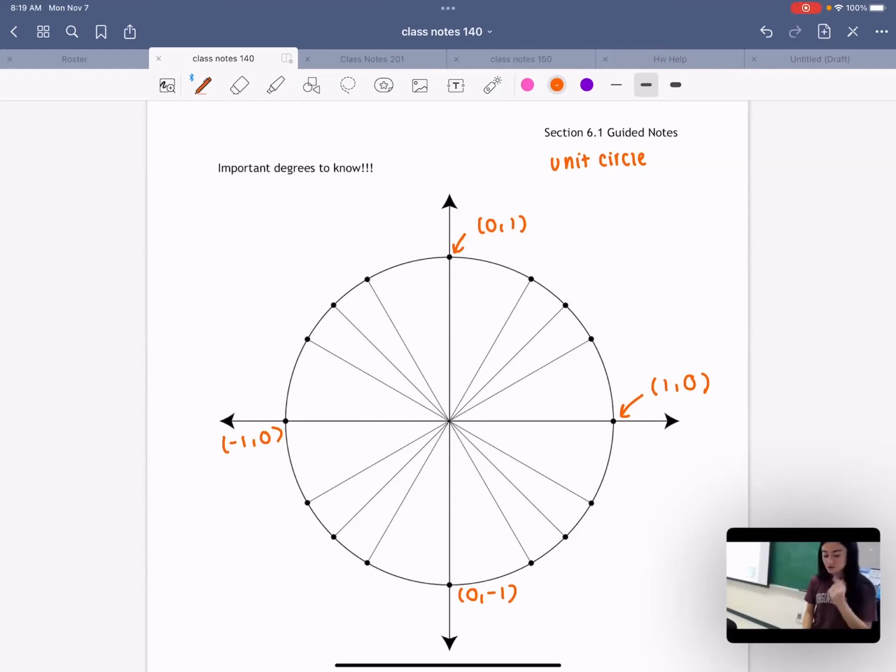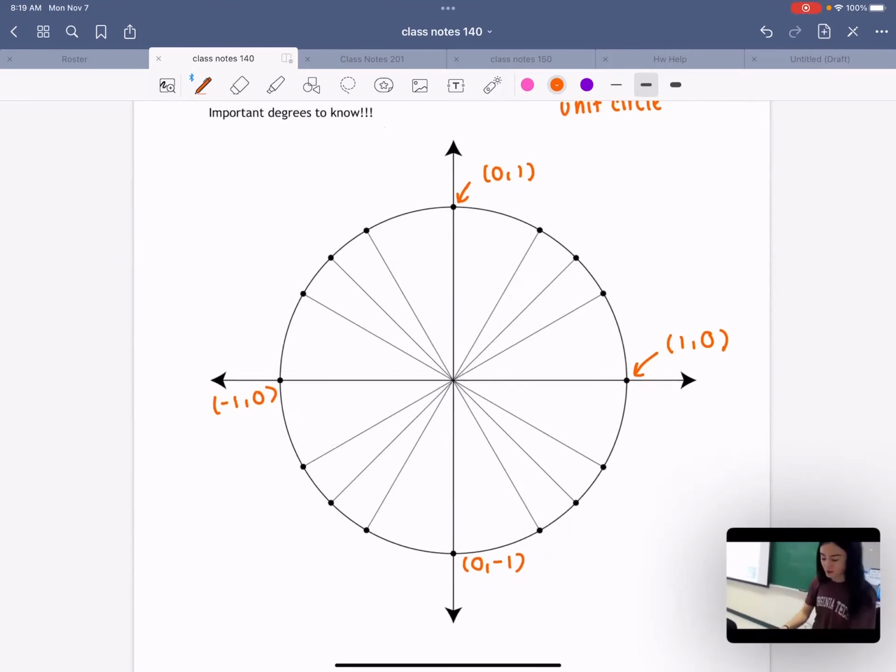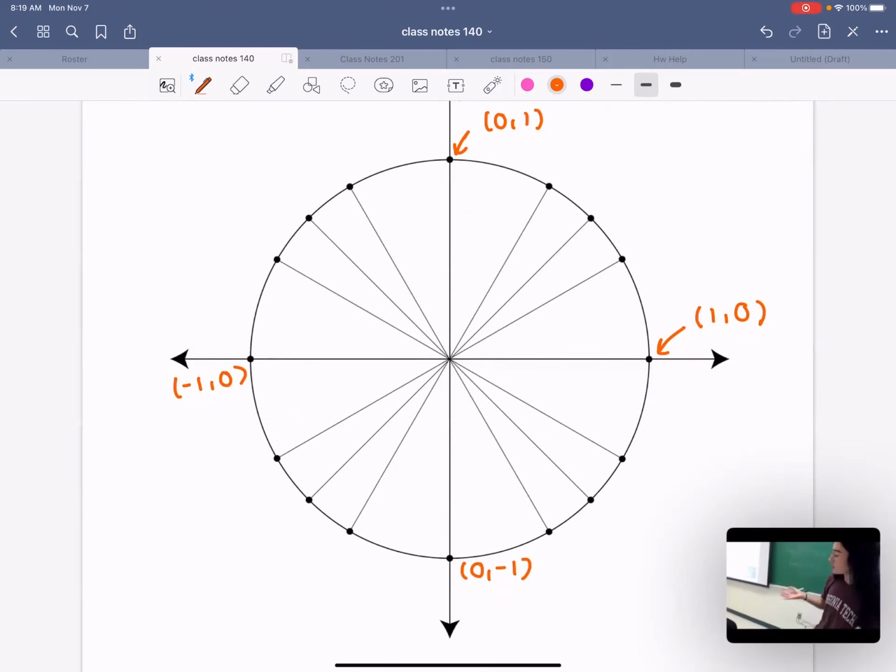All right, we're not going to learn everything about the unit circle today. There's a lot of stuff to learn about the unit circle, and you'll probably be tired of it later on. But we're just going to go through and figure out what the degrees are. And that's not too hard, okay? So we already know a couple of degrees here.